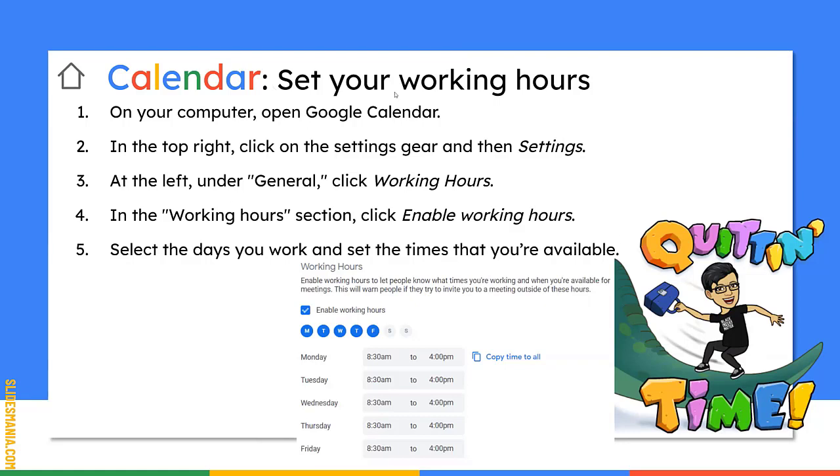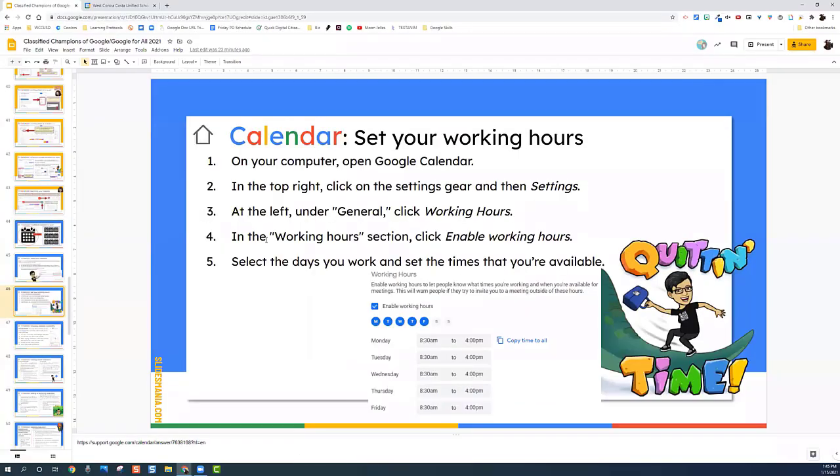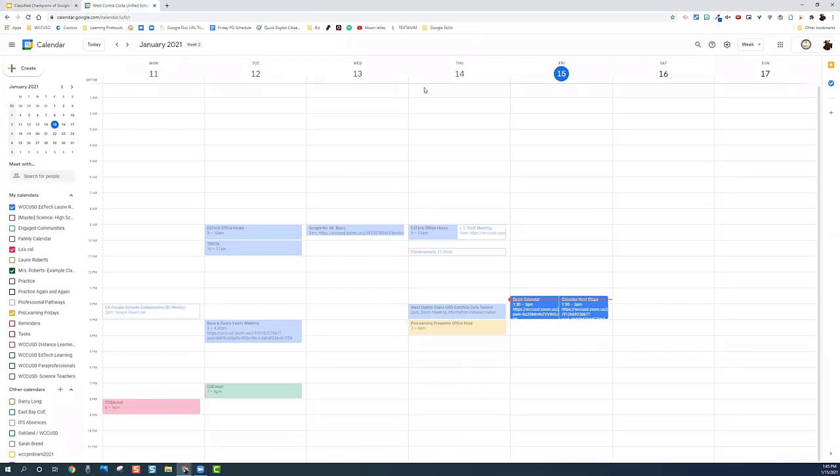So I tell you everything, and now I'm just going to show you. Let's see if I can do this here. Okay. Back in my calendar, I'm going to click on the settings gear. And then I'm going to click on the word settings. So you're going to see this a lot. Settings gear, word settings.